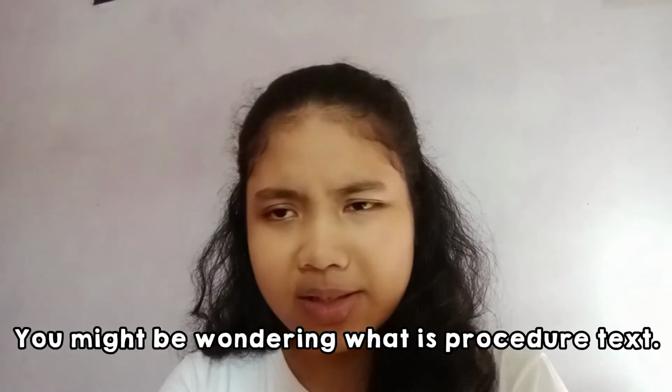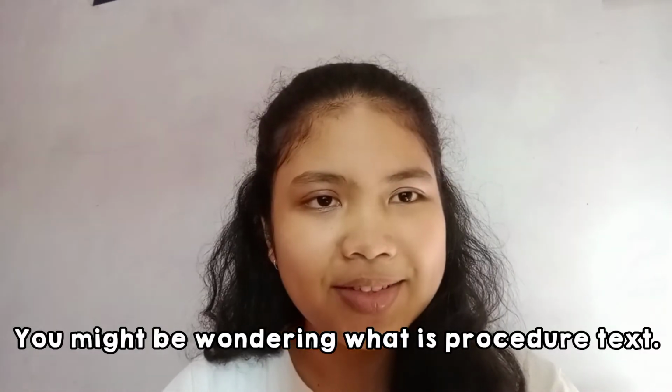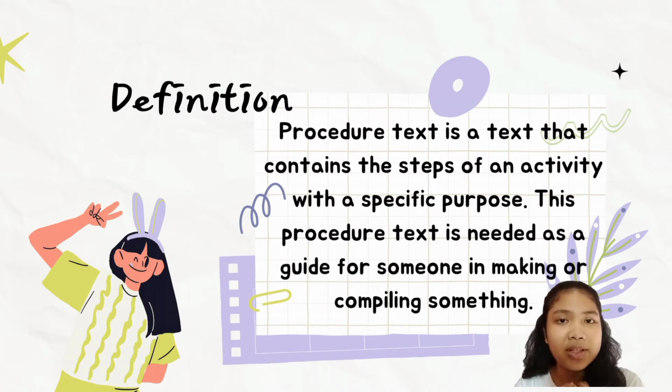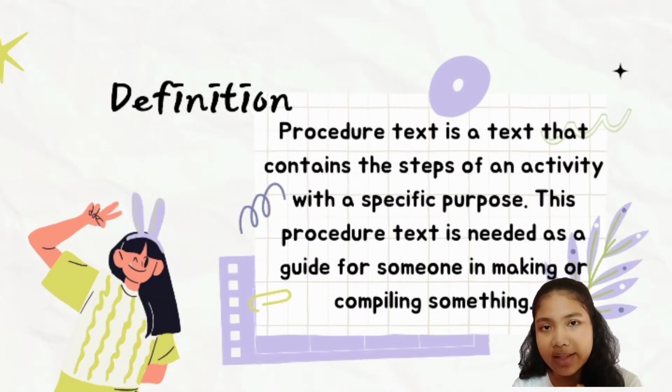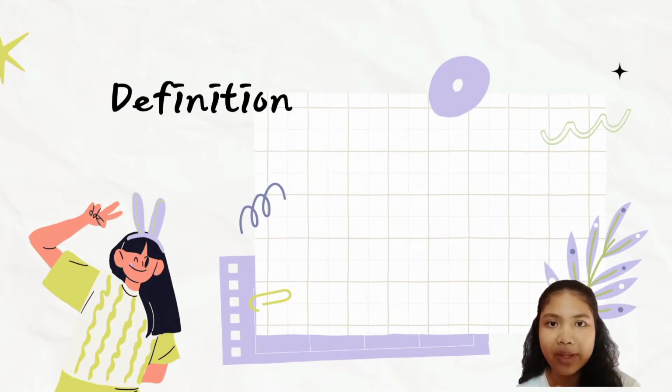You might be wondering what is procedure text. So, procedure text is a text that contains the steps of an activity with a specific purpose. This procedure text is needed as a guide for someone in making or compiling something.